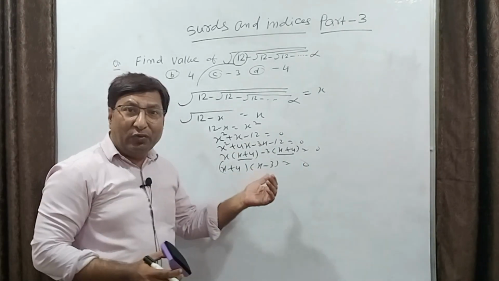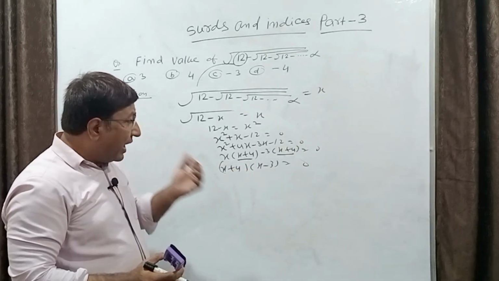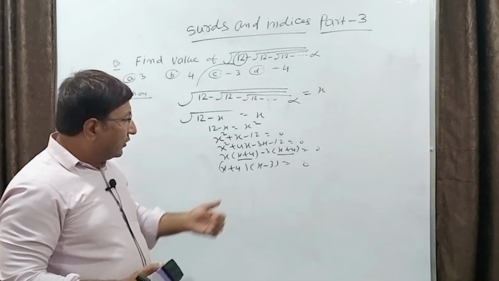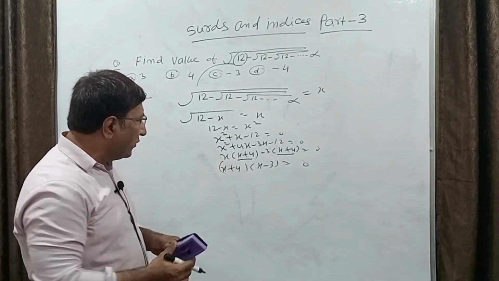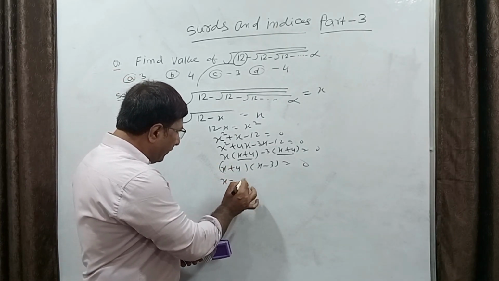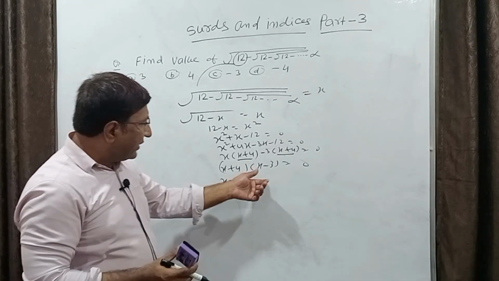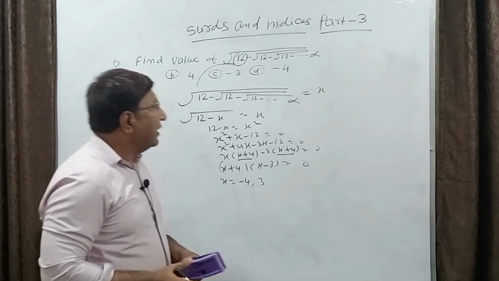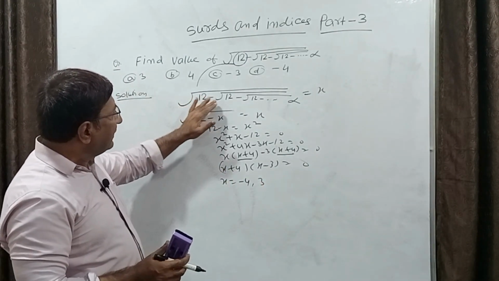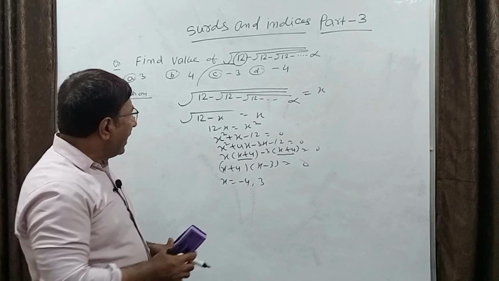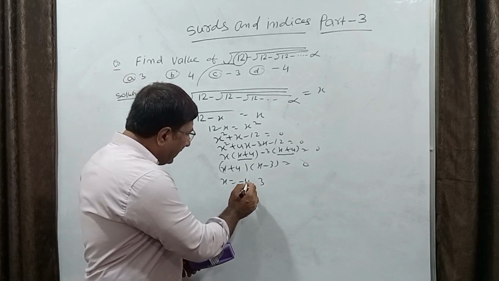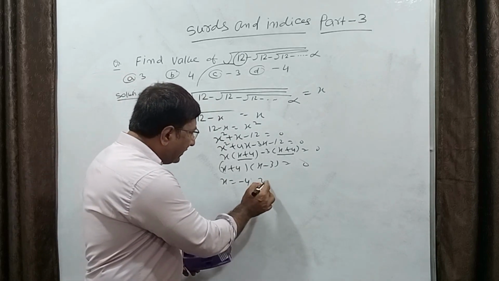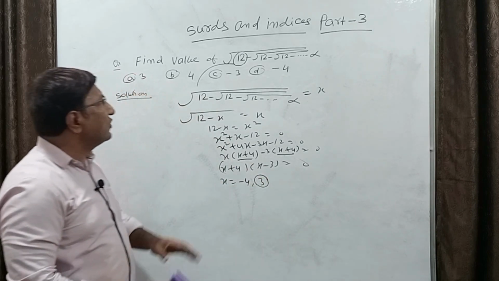The product of two terms is 0, that means either one term is 0 or both are 0. So if x plus 4 is 0, then the value of x will be minus 4. And if x minus 3 is 0, then the value of x will be 3. Here minus 4 does not satisfy this equation. So we will take 3. So our correct answer is 3.